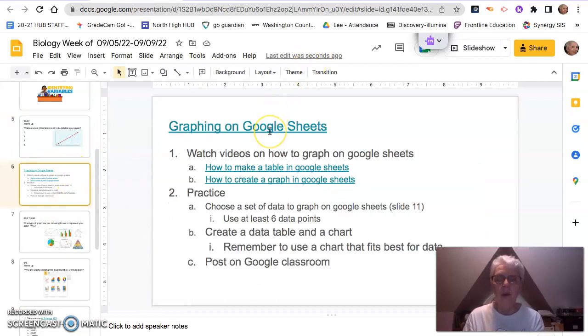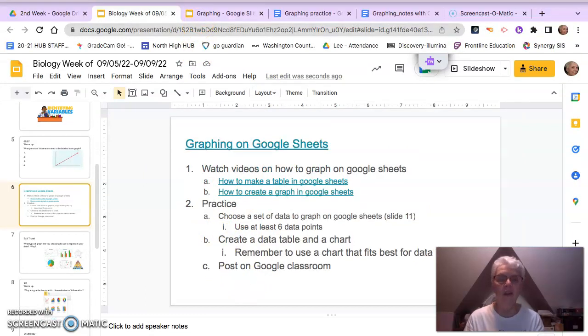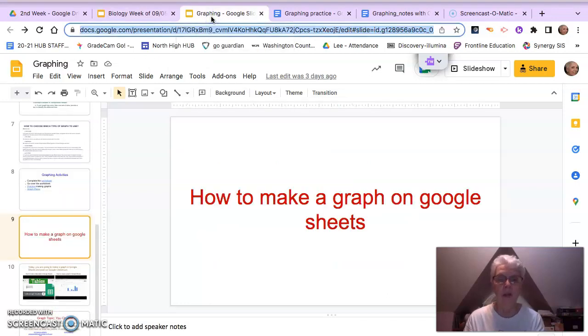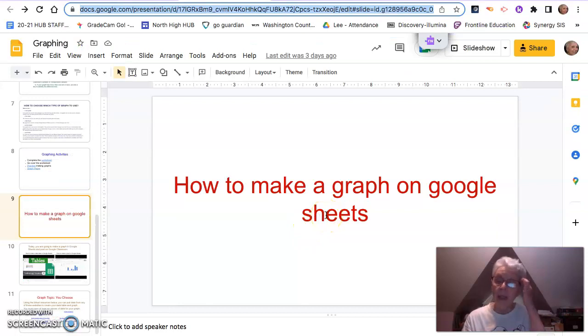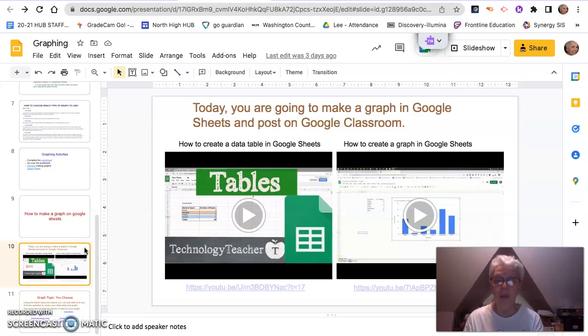Then we're going to go back to our graphing on Google Sheets. When we do that, we're going to watch a couple of videos. We're going to practice creating a chart and a graph, and then we are going to post that on Google Classroom. So how do you make a graph on Google Sheets?